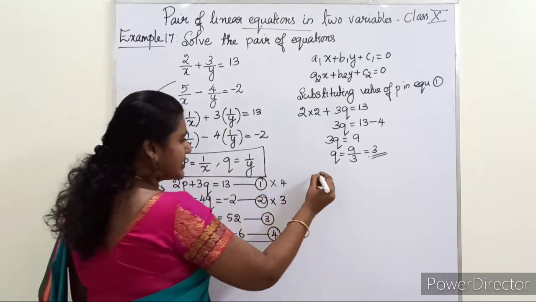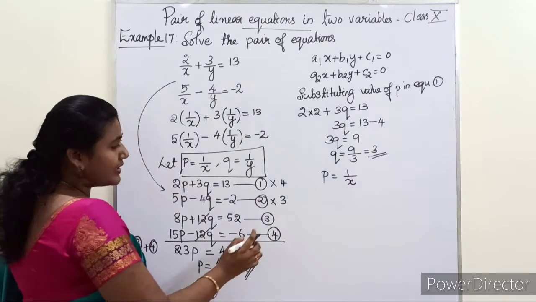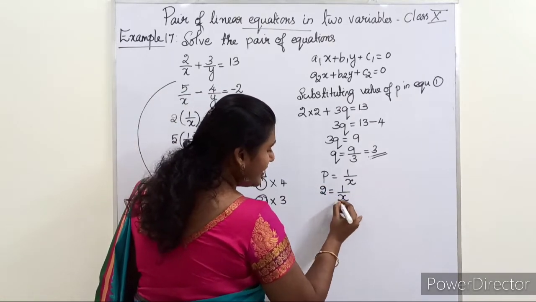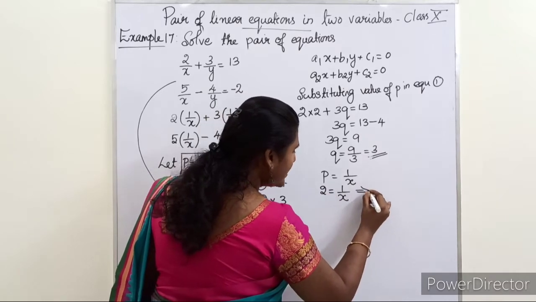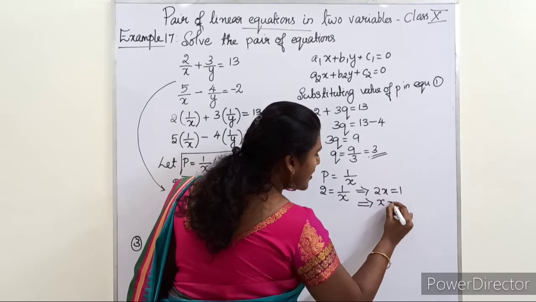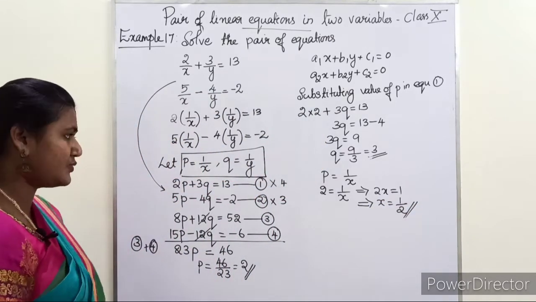So in the first equation, p is equal to 1 by x. Here we will substitute the value of p. So 2 is equal to 1 by x. When you cross multiply you will get 2x is equal to 1, which gives x is equal to 1 by 2. So you got the value of x as 1 by 2.